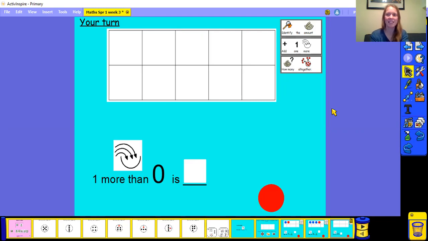Okay, let's have a go together. This time it says 1 more than 0 is. So our number is 0. There are 0 counters on the 10 frame. Remember, 0 means nothing. It means there are no counters. Now I need to add one more. Here it is.